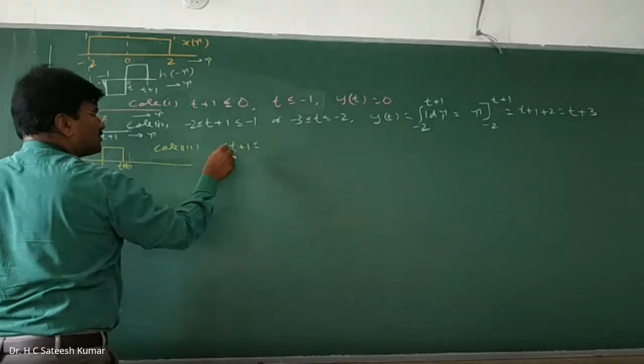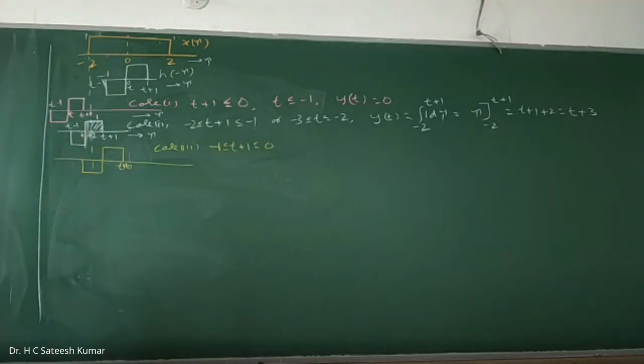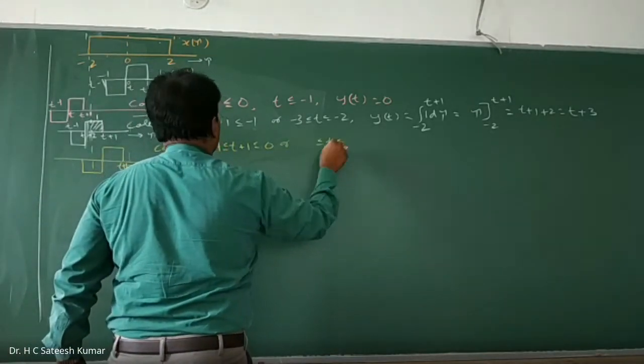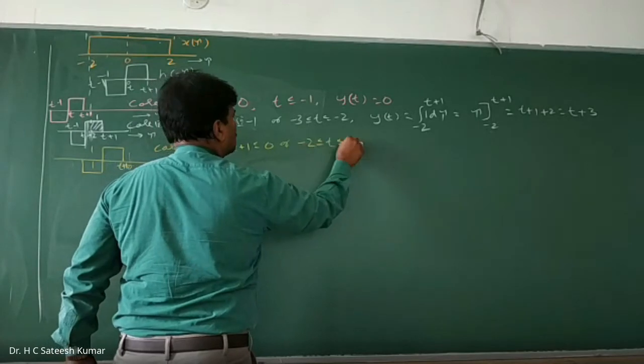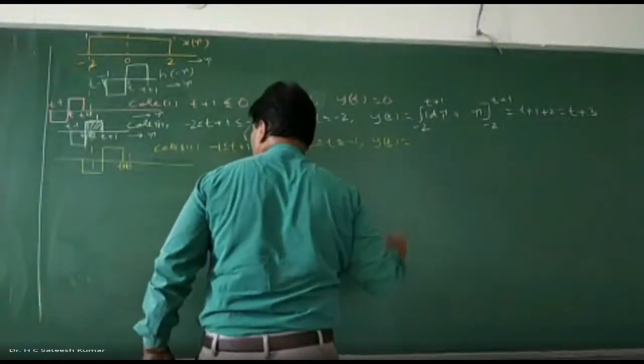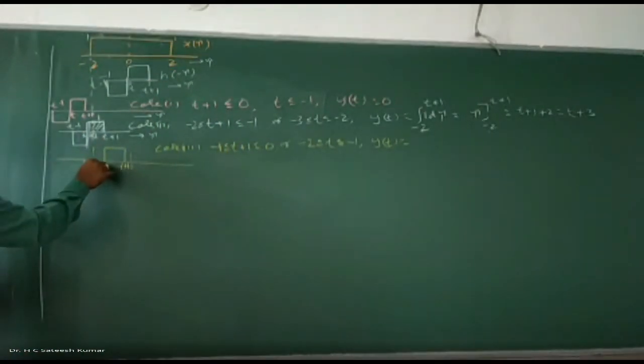Next, what is that you should do? Minus 1 to 0. One more unit you should move. Then we can write it as t lies between minus 2 to minus 1. Y of t is equal to... Okay, now we have integration. Two parts are there because this is having the negative part. This is positive one. Okay, right.